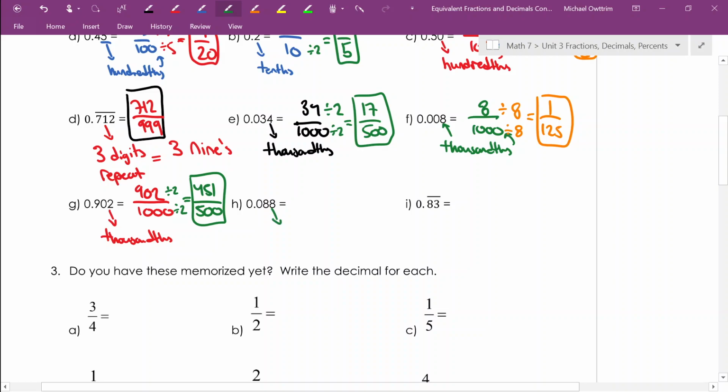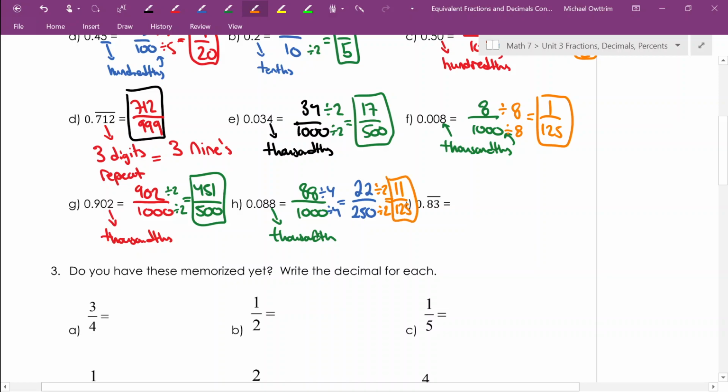Okay, 0.088 again reaches the thousandths place. And so we'll put 1,000 on the bottom, digits 88 on top. Let's go ahead and divide that. I think 4 is a number that I know both those divide by. So that'll give me 22 over 250. Those will both divide by 2 still. Guess we could have divided by 8 to begin with, which gives us 11 over 125.